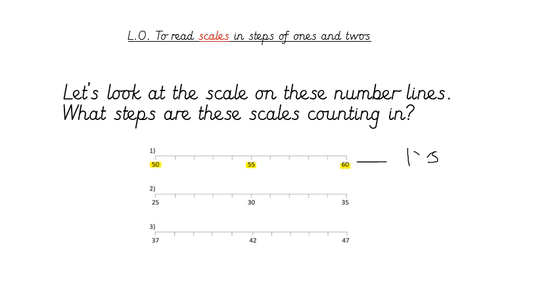Okay, let's look at the next one. So 25, then we've got 30 in the middle, and then we've got 35. So the first thing we're going to check, does it go up in 1s? So 25, 26, 27, 28, 29, oh, 30. So this one also goes up in 1s. This one starts at 37, then it goes 42 and 47. So we're going to check if it goes up in 1s. 37, 38, 39, 40, 41, 42. It also goes up in 1s.